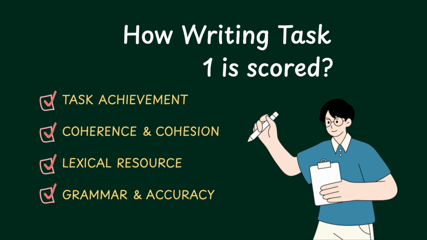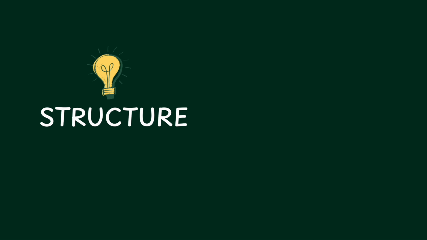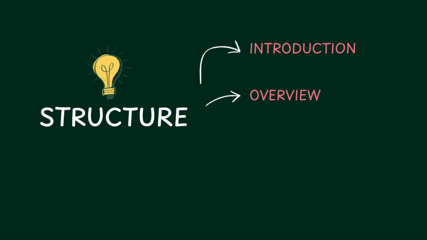Okay, now we've reached the end of this lesson and also one of the most important topics in IELTS Writing Task 1. It's structure. In IELTS, you cannot just write random ideas or write whatever comes to your mind. You need to follow a clear structure. For writing task 1, the structure is divided into 4 parts. Let's start with introduction, and then overview, body paragraph 1, and the last one is body paragraph 2.